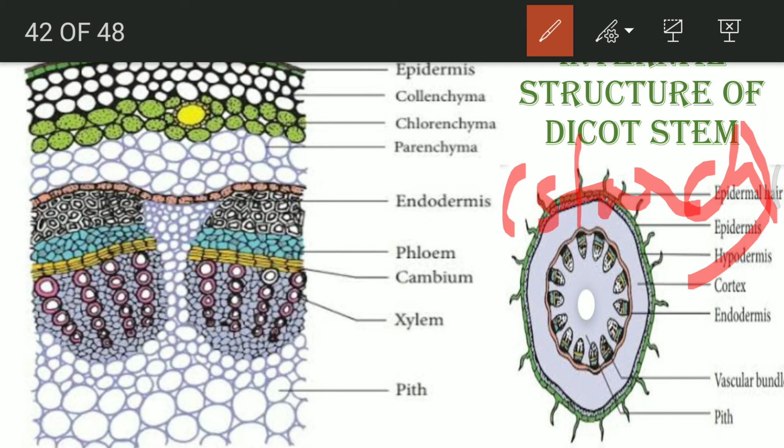And in the dicot stems, when the exarch condition is taking place, I hope you all remember that the protoxylem is towards the periphery and towards the center is the presence of metaxylem. So that was the exarch condition.